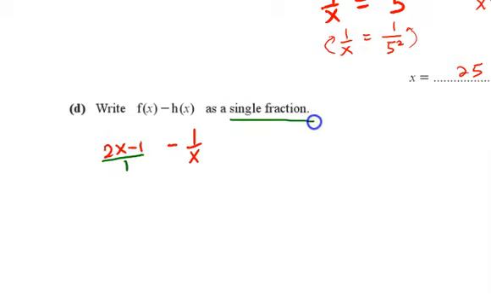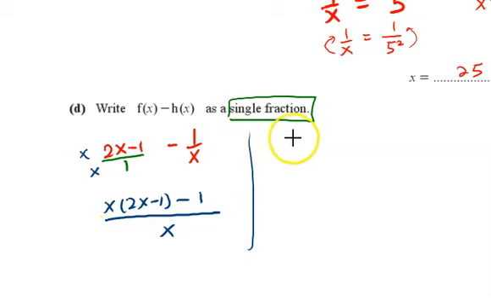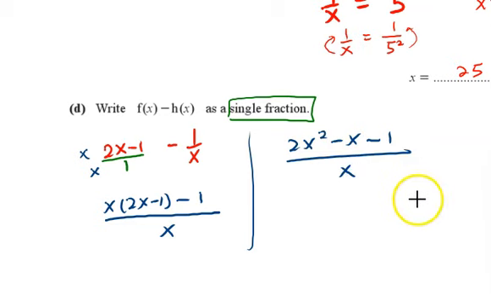They ask us to write it as a single fraction. So what we can do here is multiply this part with x over x, so it will be over x. Now we just have to simplify this: 2x squared minus x minus 1 over x. Okay, so this is your answer.